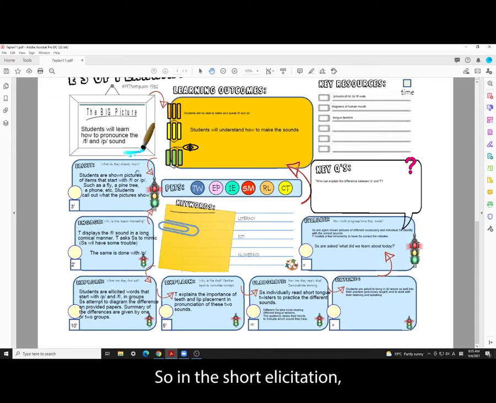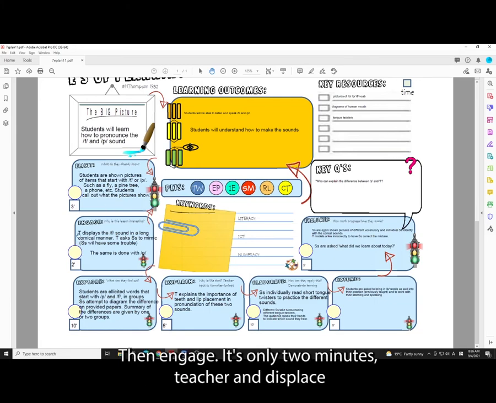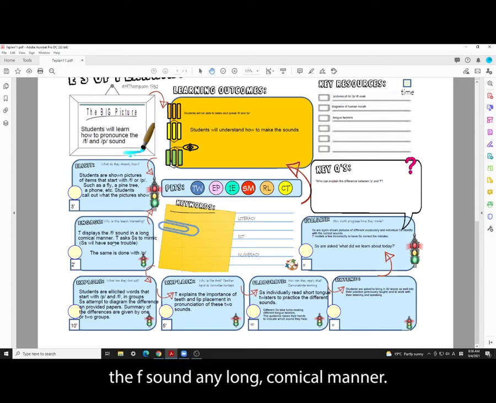So we have the short elicitation. This is a way of confirming also how much the students can pronounce and how well they pronounce these sounds. Then engage, it's only 2 minutes. Teacher displays the F sound in a long comical manner, and teacher asks students to mimic it. Some students will have some troubles. So in exaggerated tone, the teacher displays the F sound.